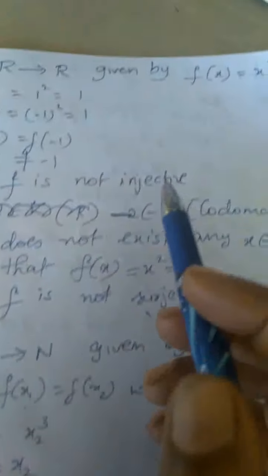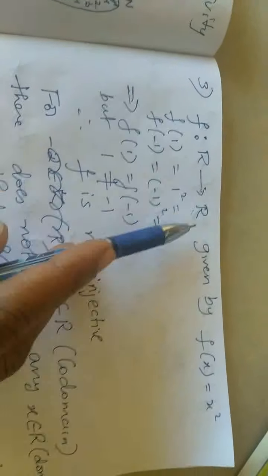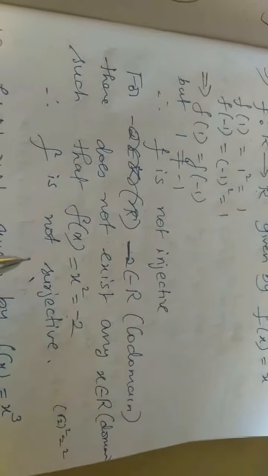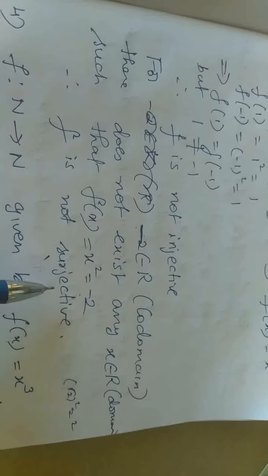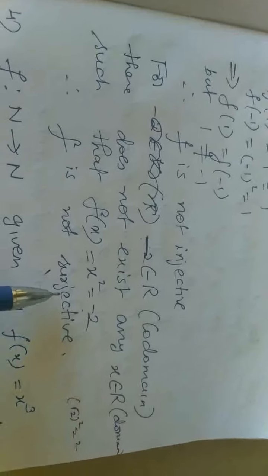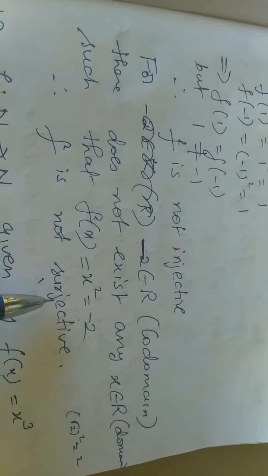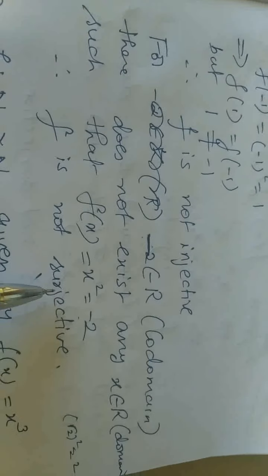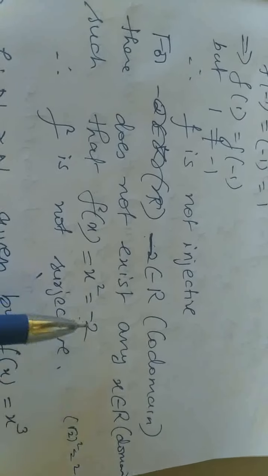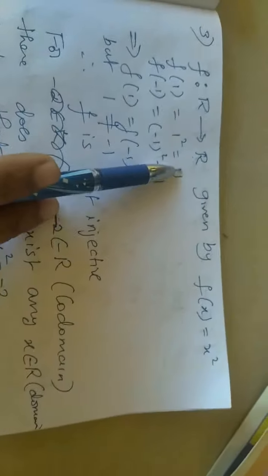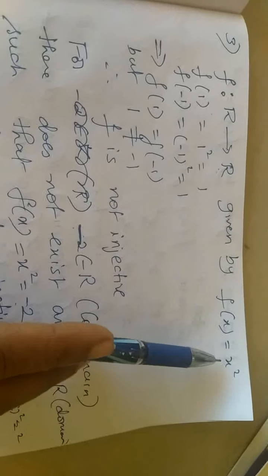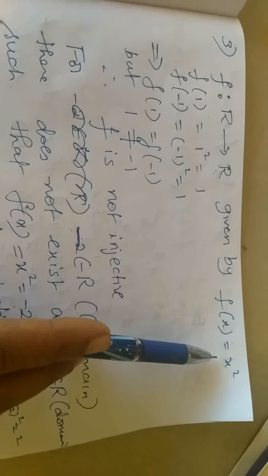Okay, now you can do question number 3 in another way also. f from R to R given by f of x is equal to x square. In order to show that it is not surjective, we can follow another method also, because we know that if a function is onto, then range and codomain are equal. Here you can just show that range is not equal to codomain. The set of all real numbers, f of x is equal to x square. The square of any real number, either positive or negative, is always positive.